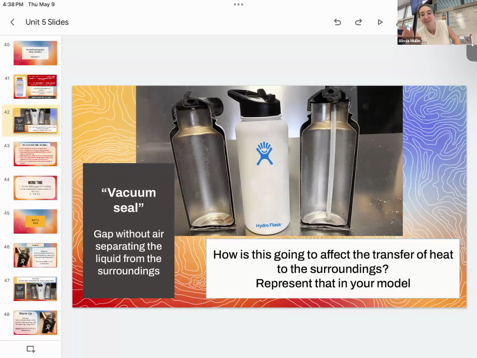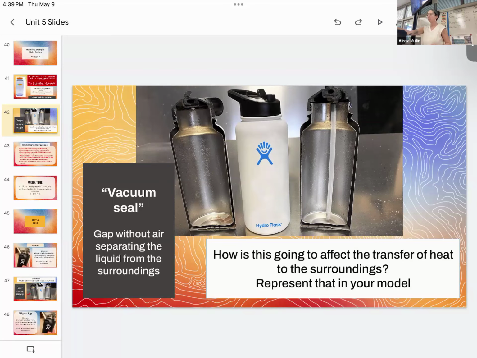So this is what it looks like inside a hydro flask. As you can see, the water is touching the inside metal of the container, but it's not actually touching the outside surroundings, because you can see that weird gap. So there's two layers of metal with a gap with air, or minimal air, in between. So why is that helpful?